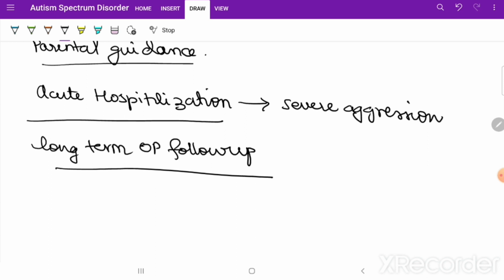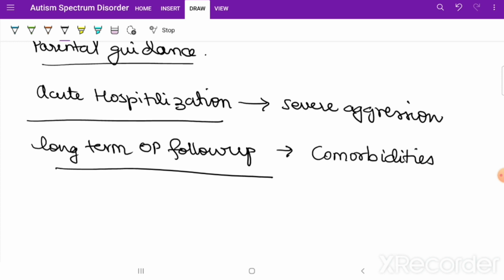That is, periodic reassessment for comorbidities like epilepsy, mood disorders, or anxiety disorders, which you should look out for. So comorbidities you have to look out for. If there are any coexisting psychiatric disorders, you may have to use psychotropic medications as well.